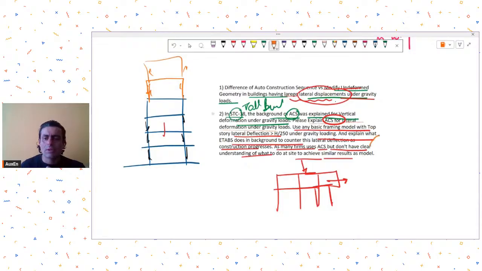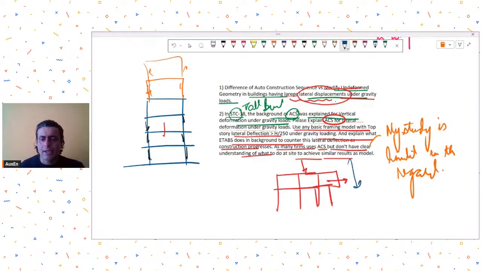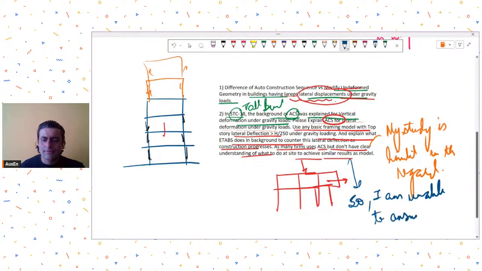Okay, so my knowledge and my study about this right now is limited in this regard. As of now, I am unable to answer this question because I have not done much study on this. I did study the vertical deformations, which we had covered, but not the lateral deformations. So as of now, my knowledge on this is limited, and I'm unable to answer.